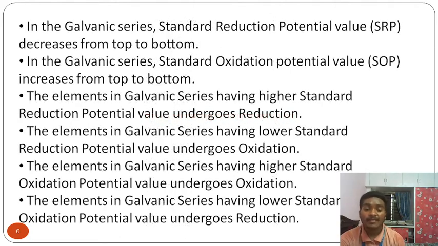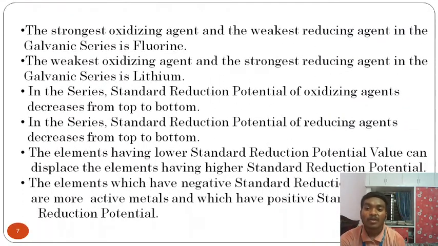The elements in galvanic series having lower standard oxidation potential values undergo reduction, and the elements in galvanic series having higher standard oxidation potential values undergo oxidation. The strongest oxidizing agent and weakest reducing agent in the galvanic series is fluorine. The weakest oxidizing agent and the strongest reducing agent in the galvanic series is lithium.